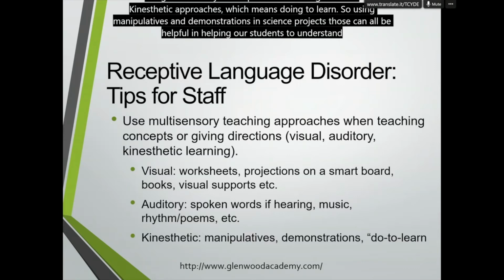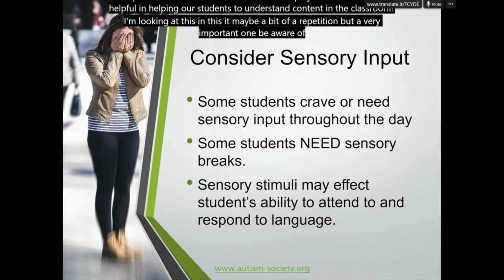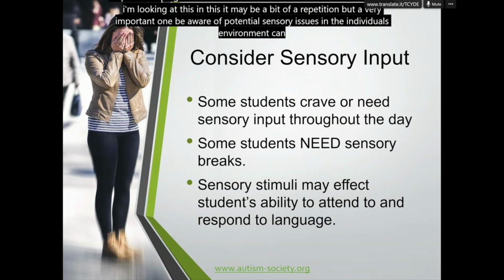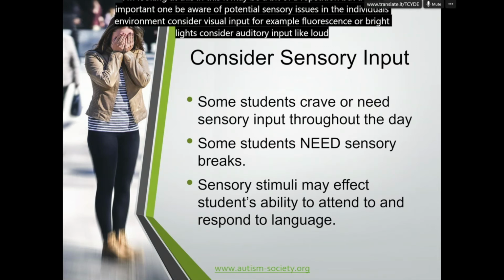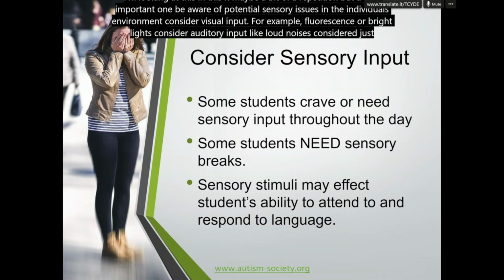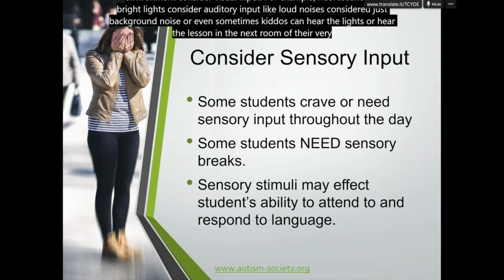This may be a bit of a repetition, but a very important one: be aware of potential sensory issues in the individual's environment. Consider visual input, for example, fluorescent or bright lights. Consider auditory input, like loud noises, or just background noise, or even that sometimes kiddos can hear the lights or hear the lesson in the next room if they're very sensitive with their hearing.